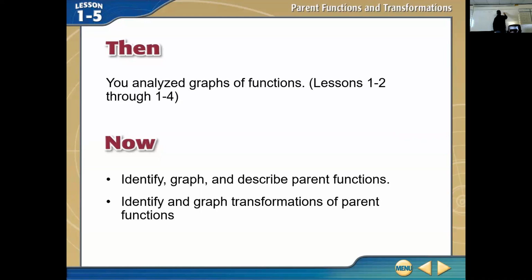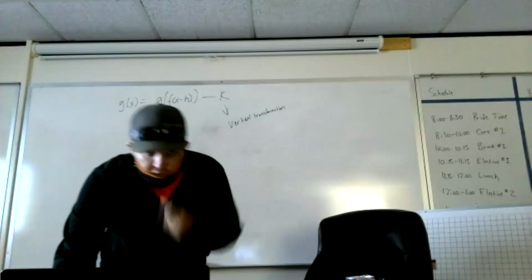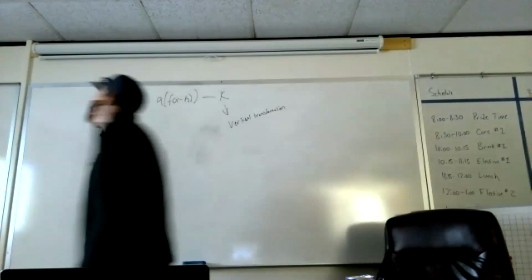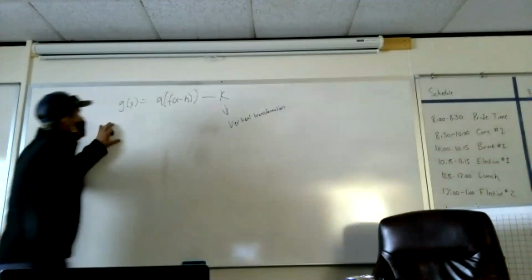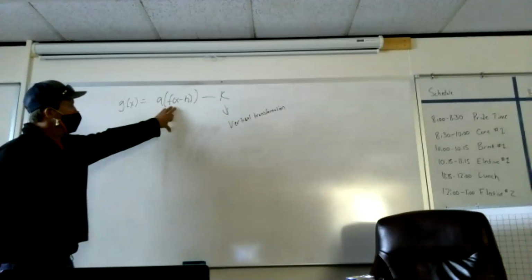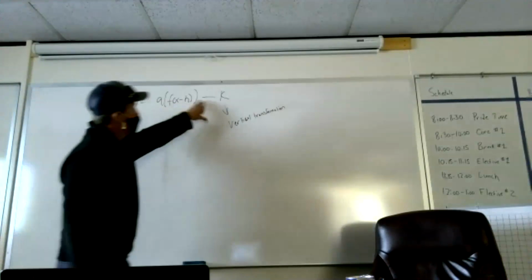Okay, and I'm giving you this format because this simplifies making your answers. It would have helped if I was still sharing my screen. Okay, now you guys might be able to see it. So this is what I wrote. I wrote g of x is equal to a times the quantity of f of x minus h, minus k.